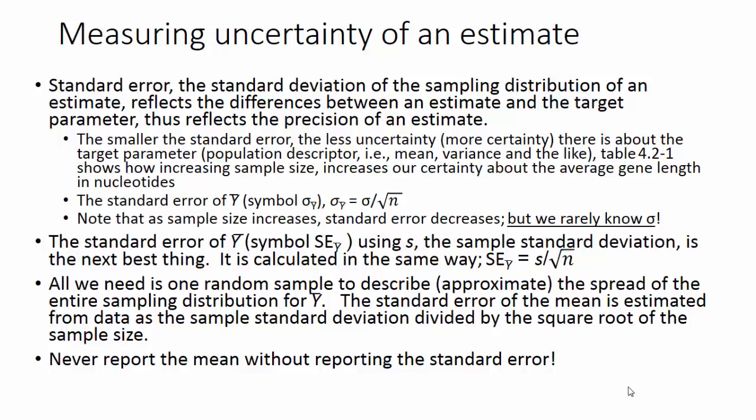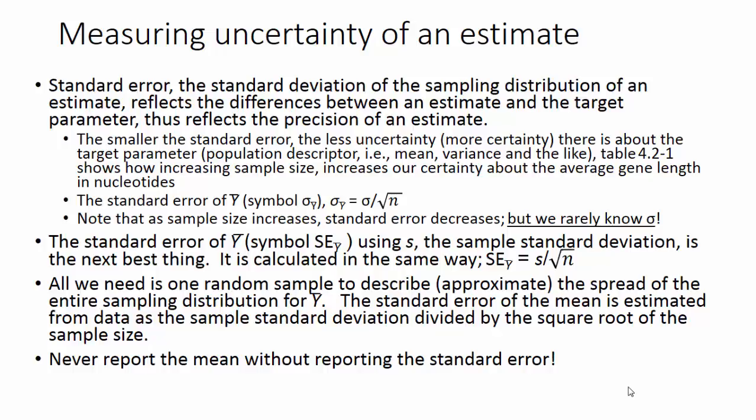And we can use the standard error of a single sample, so we can calculate the standard error of the mean for a single sample, called the sample standard error, calculated similarly as s divided by the square root of our sample size. And all we need to do then is use a single random sample to describe, that is, to approximate the spread of the entire sampling distribution for y.